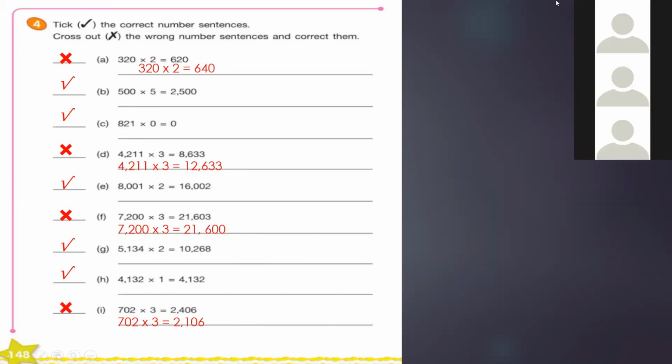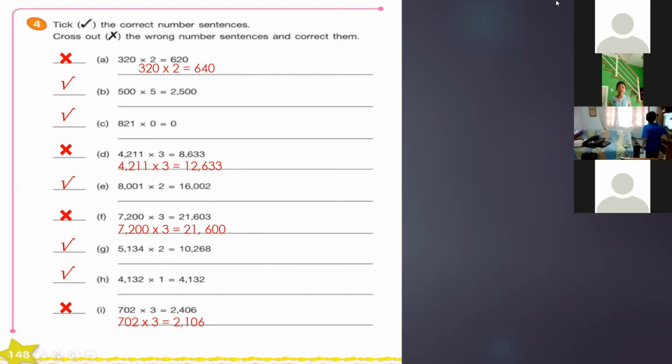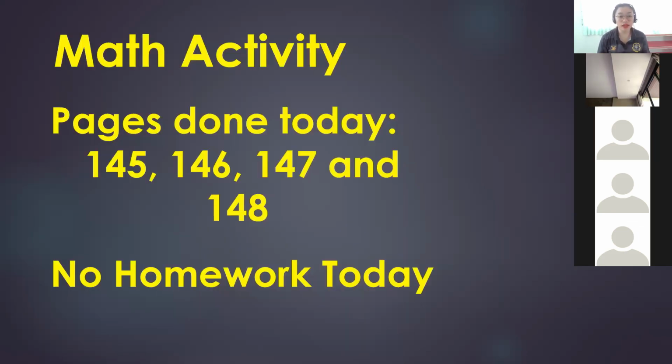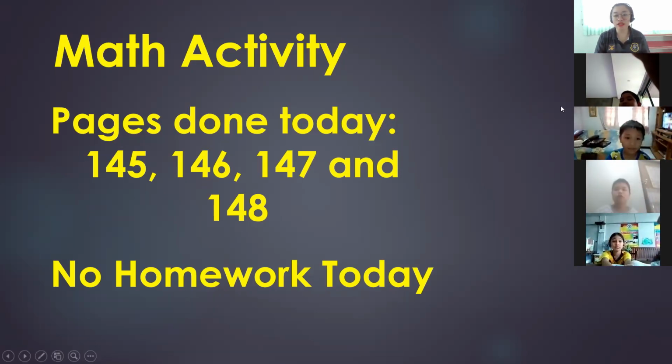Okay, so if you are finished, this ends our activity for today about multiplication without regrouping. Okay, so our activity, what we have done today is pages 145 to 148. So is everyone finished in these pages? Yes or no? Yes. Math class ends today.